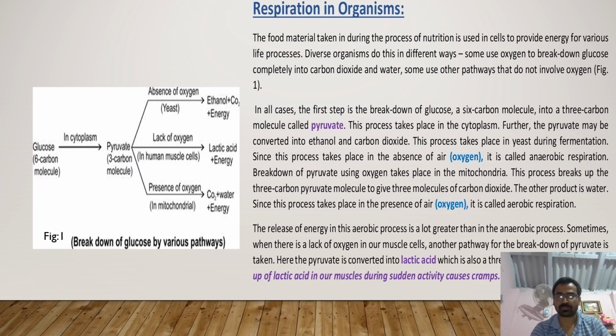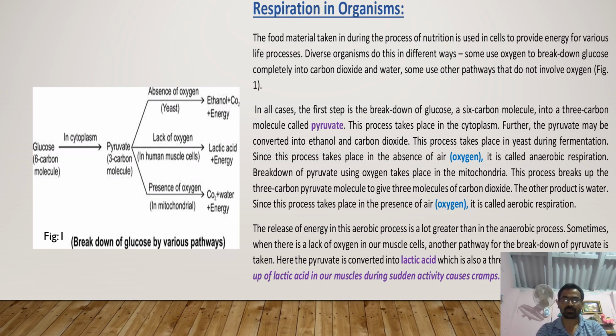We see the pyruvic acid molecule is acted upon by enzymes and is broken down into a 2 carbon compound, ethanol or ethyl alcohol. So partial breakdown of pyruvic acid here gives rise to 1 molecule of carbon dioxide. The energy produced in this process is equivalent to 2 ATP.